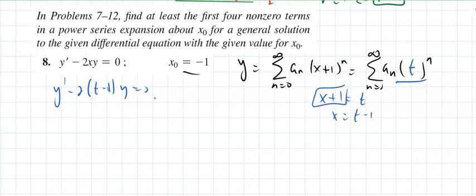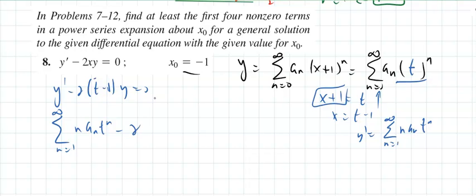So if I take a derivative of this, y prime is the series n equal 1 to infinity of n a sub n t to the n minus 1. So this will be the series n equal 1 to infinity n a sub n t to the n minus 1, minus twice, when you multiply this, t times the series n equals 0 to infinity a sub n t to the n.